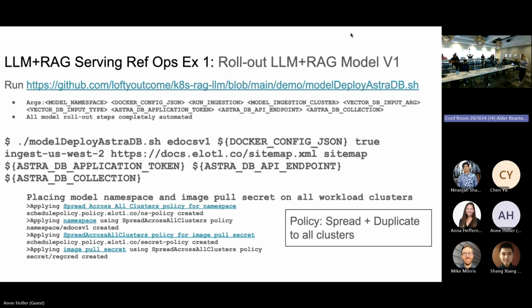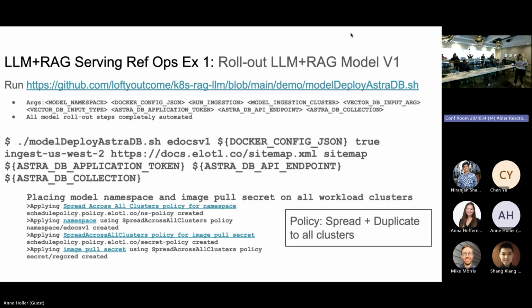And the Astra DB credentials. So the first thing that's done by this script is to place the model namespace that you've specified for all the parts that you want for this model serving across all of the clusters. So that's a policy, the spread policy: spread and duplicate that namespace across all my clusters, and spread and duplicate the image pull secret across all my clusters. So that's step one.